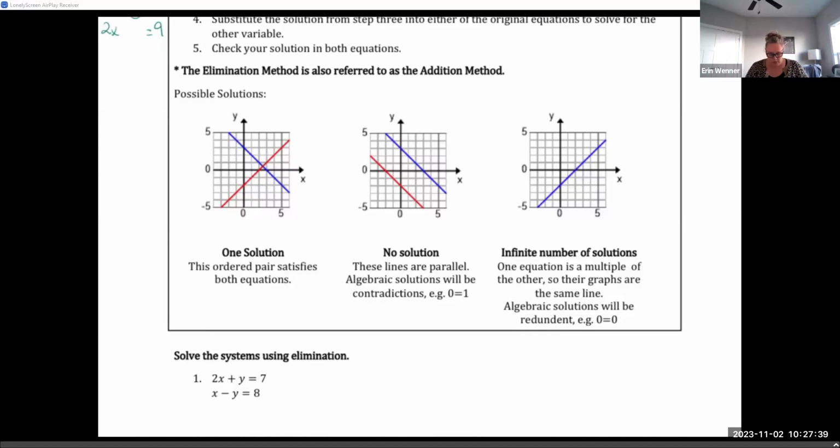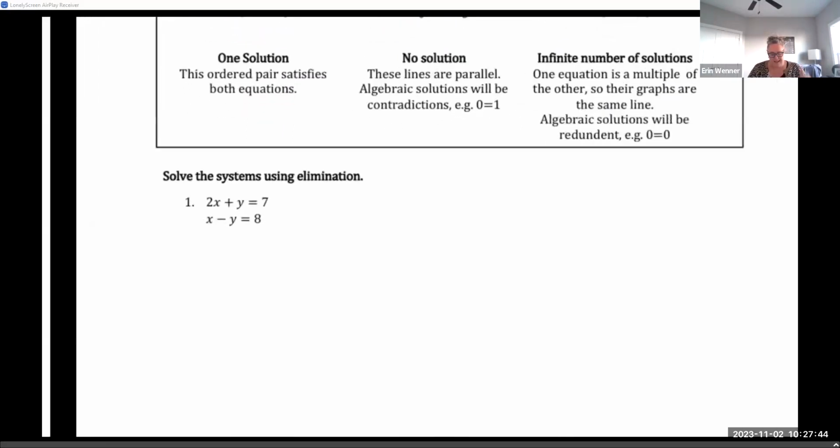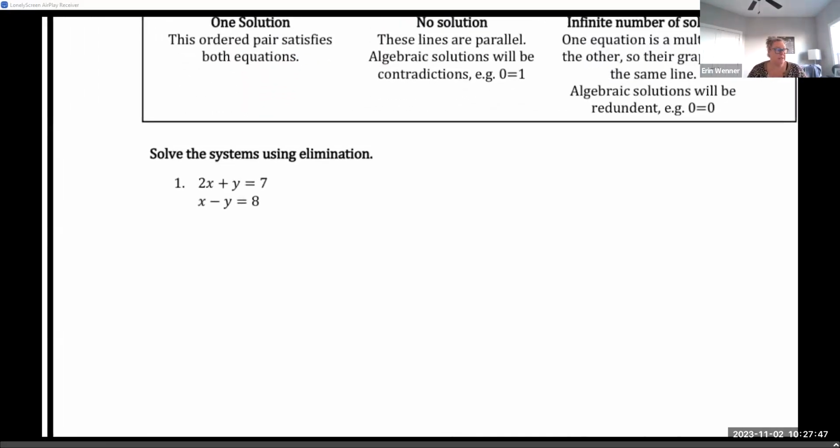So when I look at number 1, I have 2x plus y equals 7 and x minus y equals 8. I already have that plus y, minus y situation happening. So when I see this, personally, I go, oh, let's use the elimination method. It's already set up for it. It's going to work great. So what we're going to do, I'll rewrite the system so that they line up nicer. So I've got 2x plus y equals 7 and x minus y equals 8.